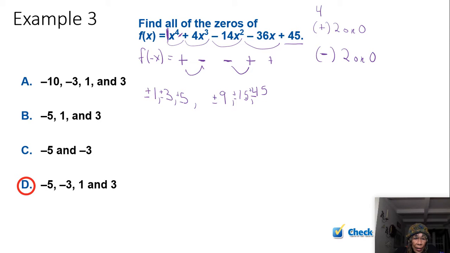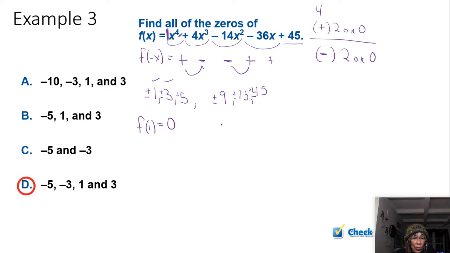And technically, I should try them all, but we know there's 2 or 0 positives, so let's try positive 1, then positive 3 first, right? So f of 1, if I plug that in, if you forget how to do it, look at the warm-up for today. But I'm going to plug that in and find out by some miracle, yay, it is a 0.